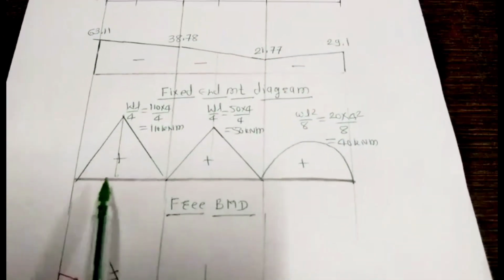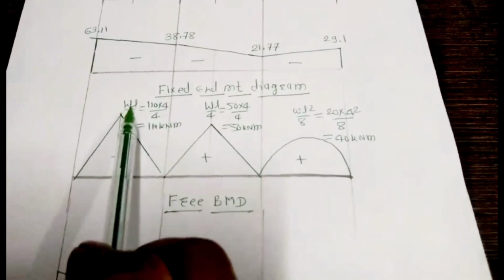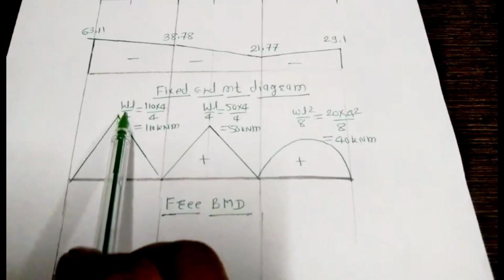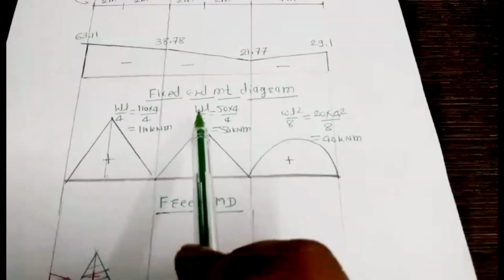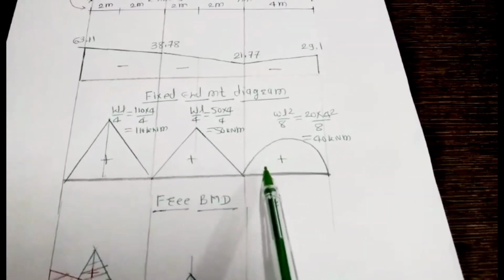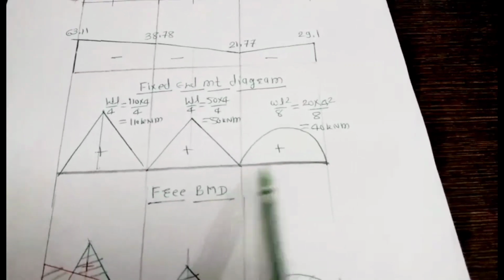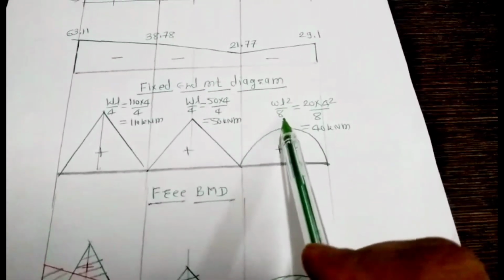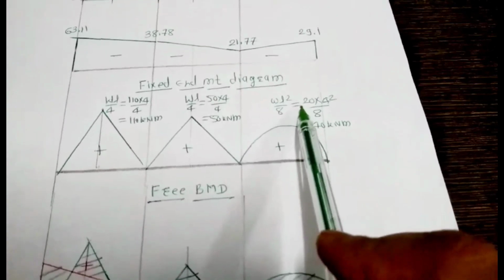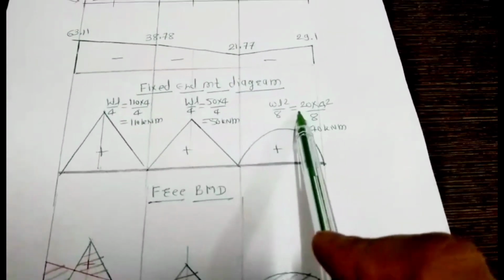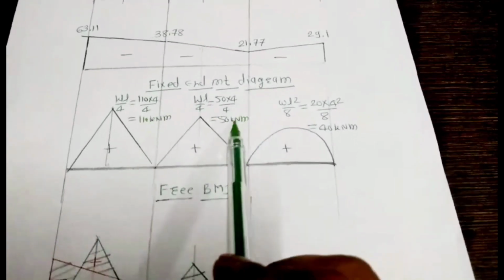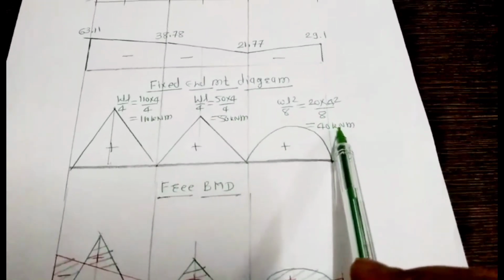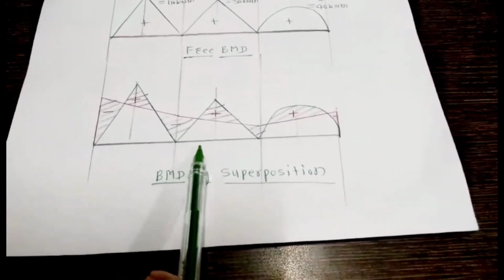The formula if a concentrated load is acting on span AB is WL by 4. On BC, where a concentrated load is acting, the formula is WL by 4. And if a UDL is acting on span CD, the formula is WL square upon 8, to find out the free BMD. Okay, so the values are 110 kilonewton meter, 50 kilonewton meter and 40 kilonewton meter. So the BMD by superposition will be like this.